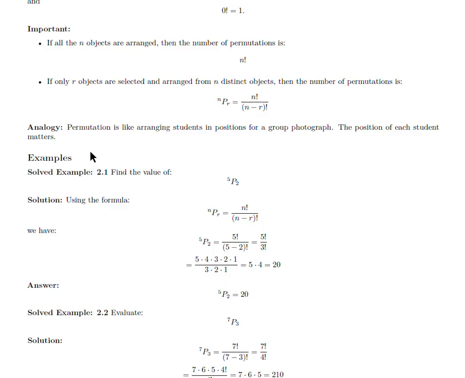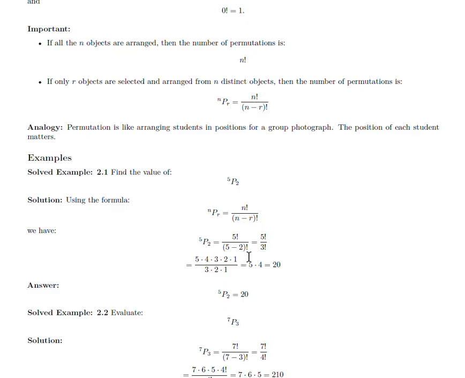So an example: find the value of 5 permutation 2. We have our formula for permutation to be n factorial over n minus R factorial. In this case, our n is 5, R is 2. So we'll sub all that into this formula. So that is now 5 permutation 2 is 5 factorial over 5 minus 2 factorial. 5 minus 2, of course, is 3. So this altogether is 5 factorial over 3 factorial.